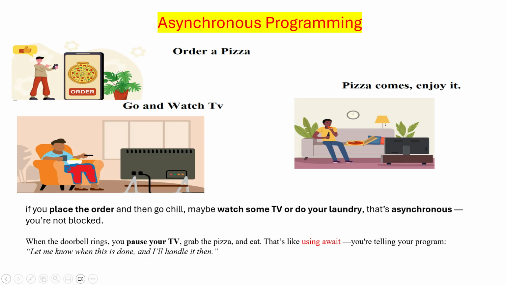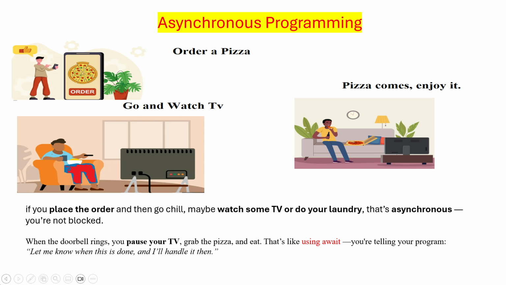This would be called synchronous programming. You are waiting for the task to get completed. Instead, what you will do is place an order, go and watch your favorite show on your TV. And when the delivery boy comes, you'll pause your TV, collect the pizza, enjoy it, and resume watching your TV. So, this is what is called asynchronous programming, wherein we suspend the execution of a current action and instead do other things in the background, right?